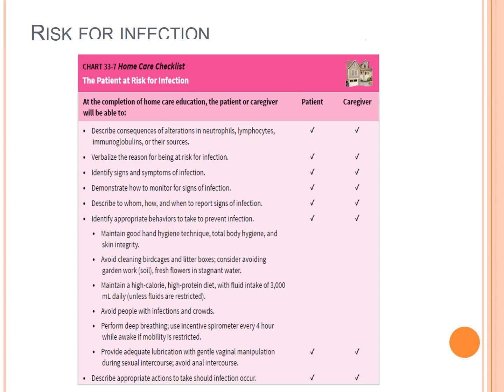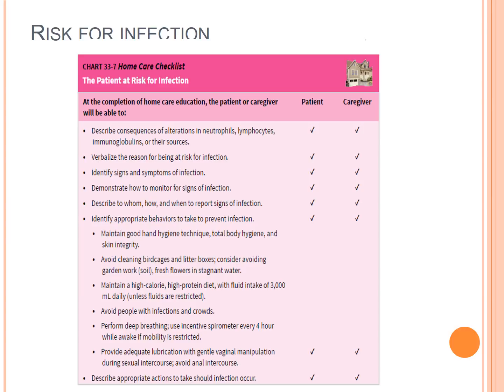All right, so risk for infection. So this is right from one of the books. So patients should recognize that they are at risk for infection, should be educated about their risk for infection. So they should be able to tell you their signs and symptoms of infection, why they're at risk for infection, how to monitor for signs of infection, who should they tell if they have signs and symptoms, ways to prevent it.